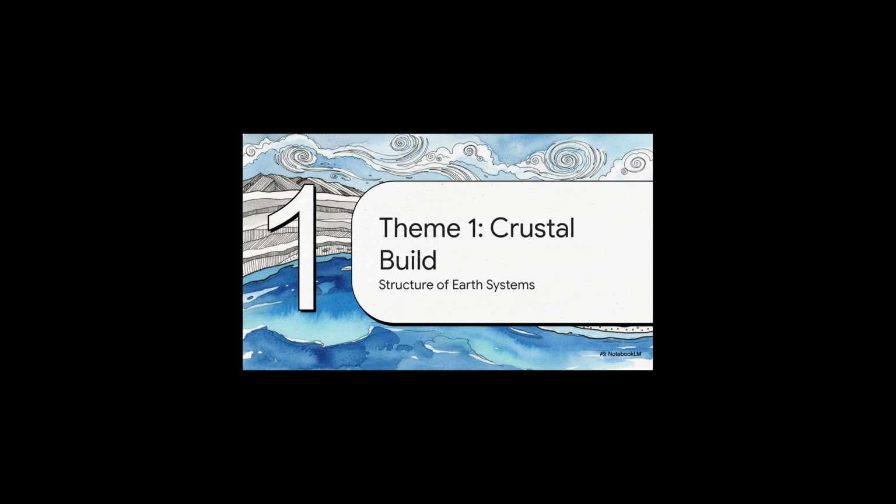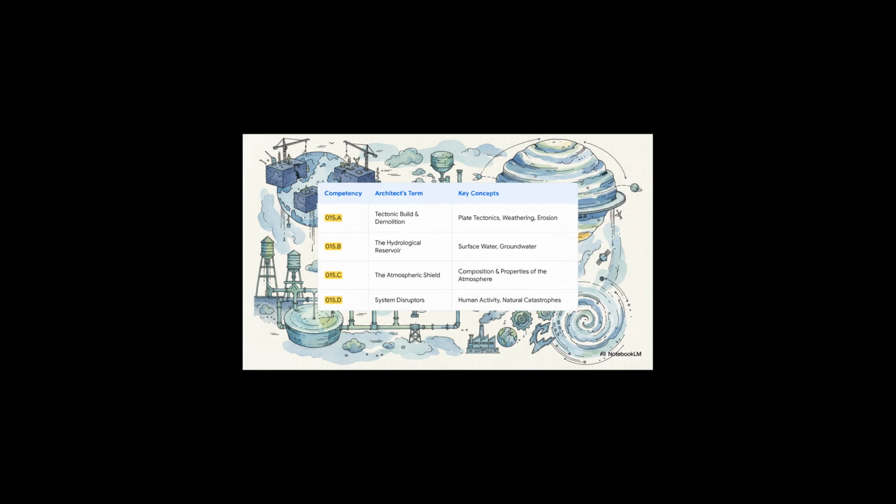Our first theme, the crustal build. This is all about competency 015, which covers the basic architecture of our planet. You know, its solid ground, the water that covers it, and the very air that surrounds it. Now, check this out. What we've done here is translate that official Texas jargon into an architect's actual to-do list.